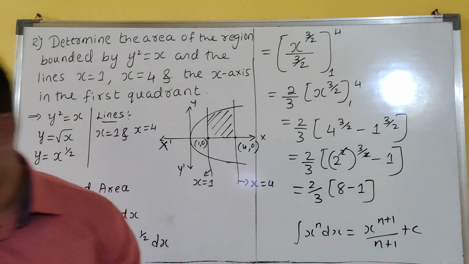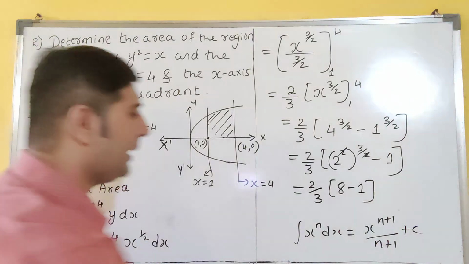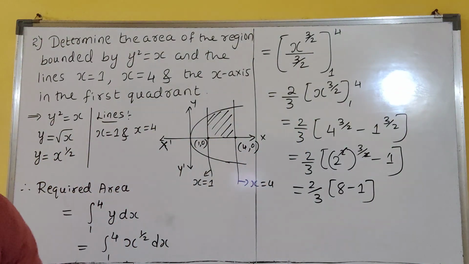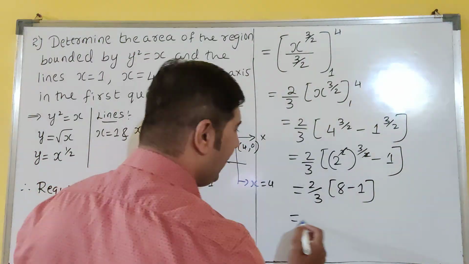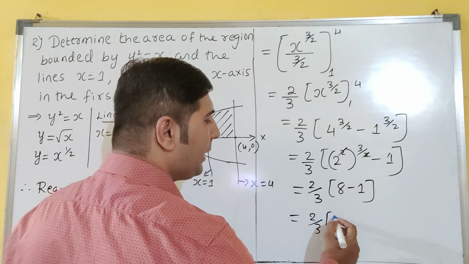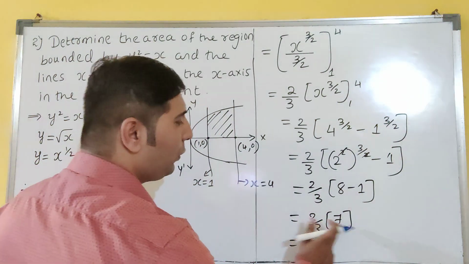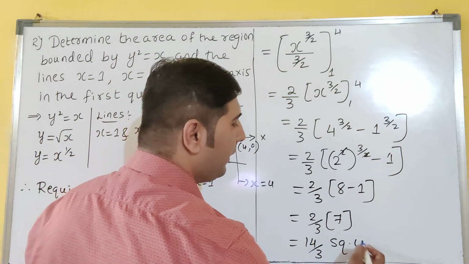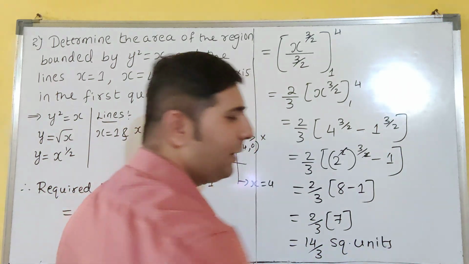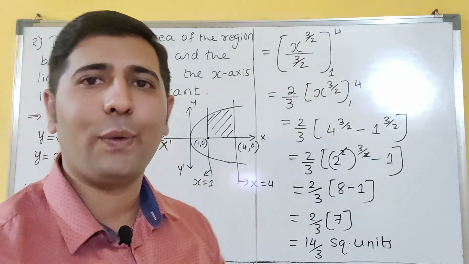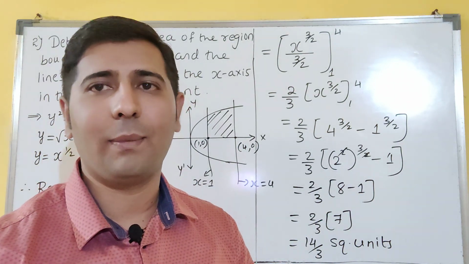8 minus 1. I hope you have copied this formula. I will erase. Please remember, in every class we'll use that formula, I mean the application of integral. So 2 by 3. 8 minus 1 is how much? 7. 7 2s are how much? 14. 14 by 3 square units, dear students. Don't forget, once again reminding, square units, don't forget. If you forget, you lose 1 mark.